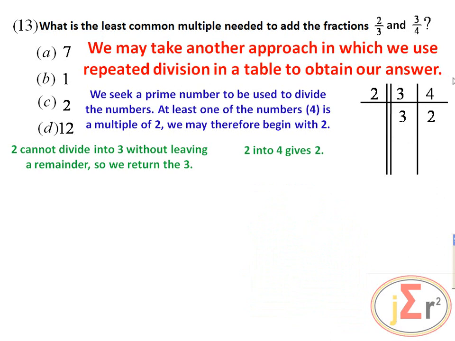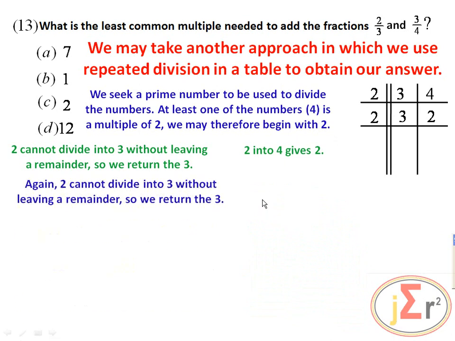Can we use 2 again? Yes. Why? Well, it's not going to leave a remainder, because 2 can go into 2 without leaving a remainder. So again, 2 cannot divide into 3 without leaving a remainder, so we will return the 3 as it is. Then 2 into 2 will give 1. What do we use next? Do we use 2 again? No. 2 cannot go into 3 without leaving a remainder.